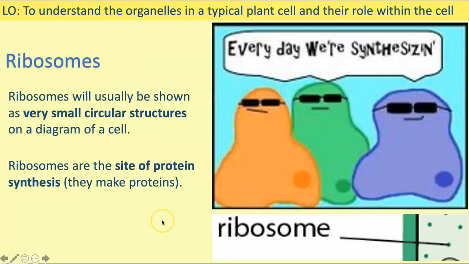Next up, we have the ribosomes. They will usually be shown as very small circular structures on a diagram of a cell. Ribosomes are the site of protein synthesis. So in other words, they make proteins. And here you can see the ribosomes are really very tiny.